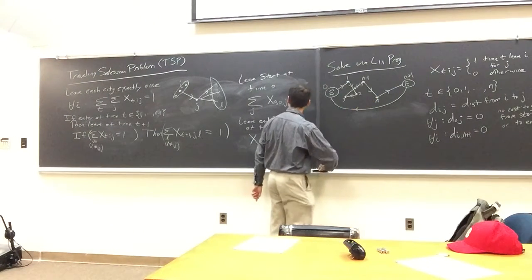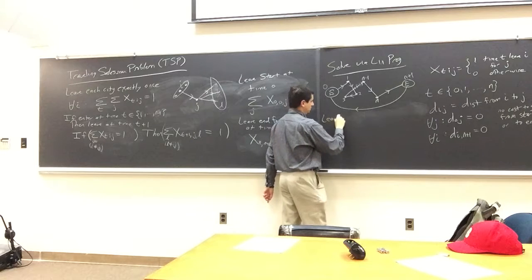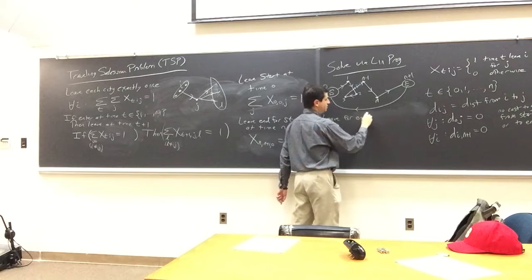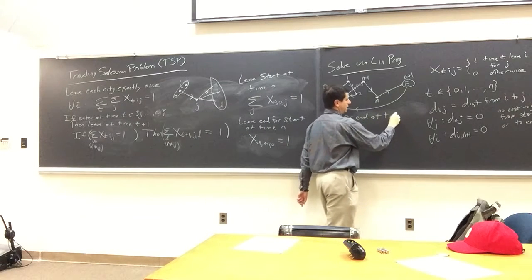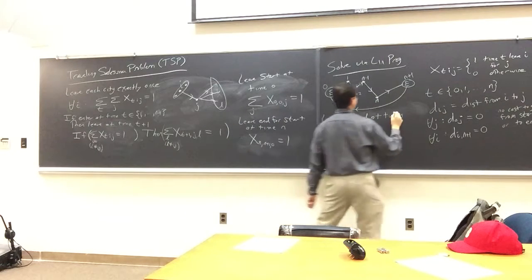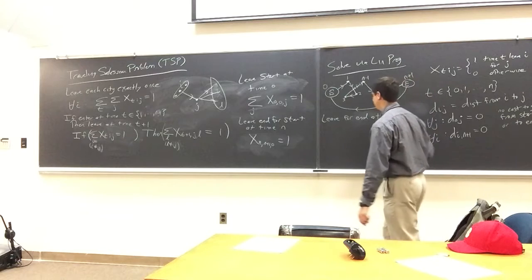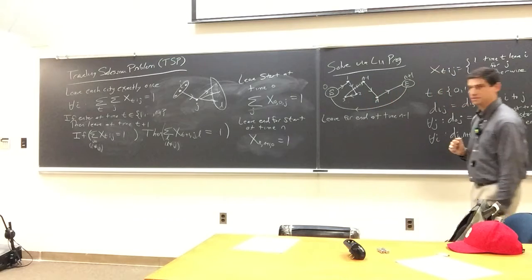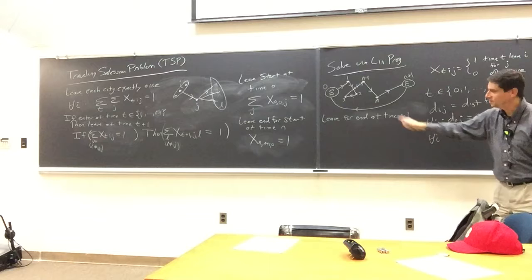I'll write the next constraint over here. Leave for end at time n, and this would be n minus 1. At time n minus 1? Yes. And then at time n we leave end for start.